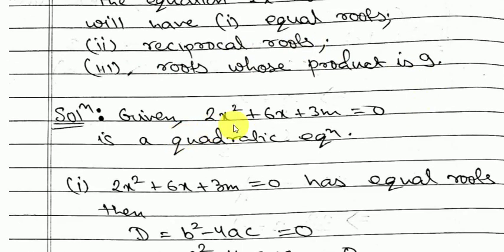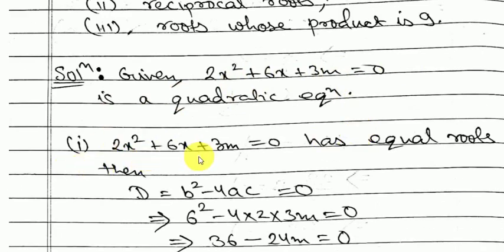So given 2x square plus 6x plus 3m equal to 0 is a quadratic equation. Now this will have equal roots when the discriminant is equal to 0.